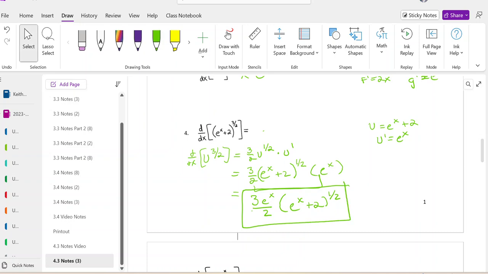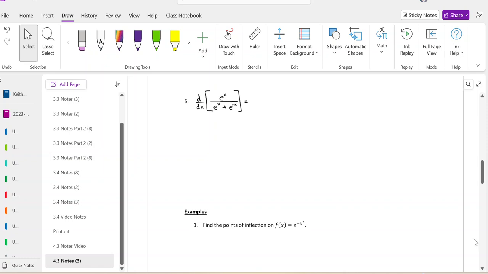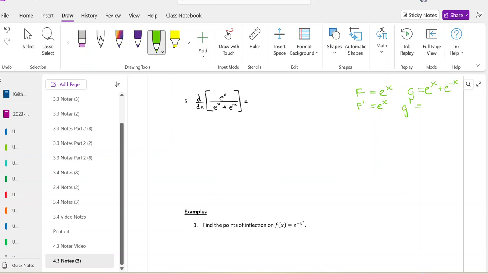All right, next page. This one we have a quotient rule. So the top, the f, the numerator is e to the x. F prime is also e to the x. The denominator, e to the x plus e to the negative x, with the derivative being e to the x minus e to the negative x.